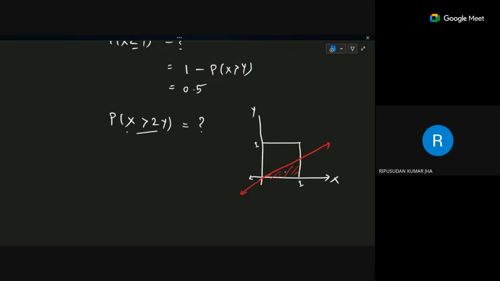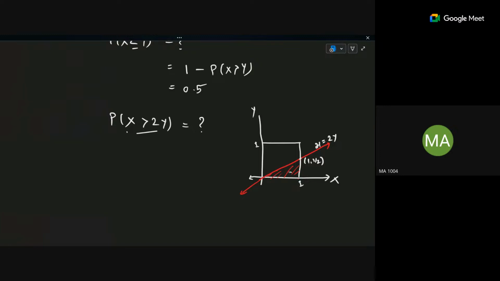Ma'am, how do we find the height of the triangle? Height is 0.5, right? Half of the 1. How? This is x is equal to 1 and this line is x is equal to twice y. So put x is equal to 1, you get y is equal to 1 by 2. So this point is nothing but 1 comma 1 by 2. So how to check whether x is greater than twice y or not?